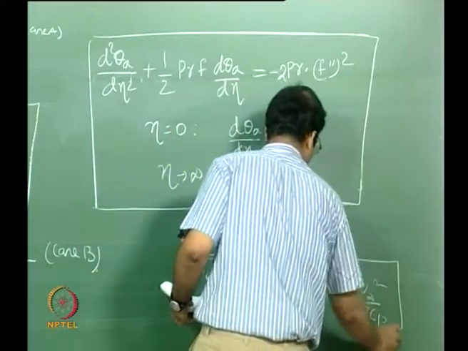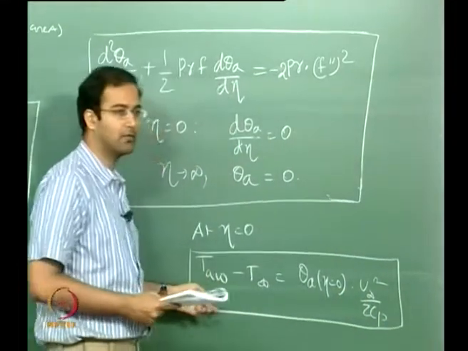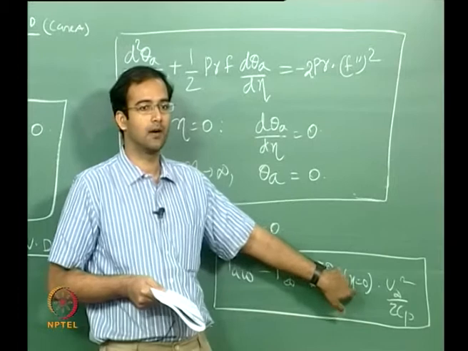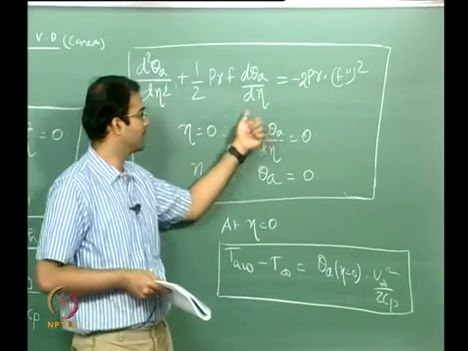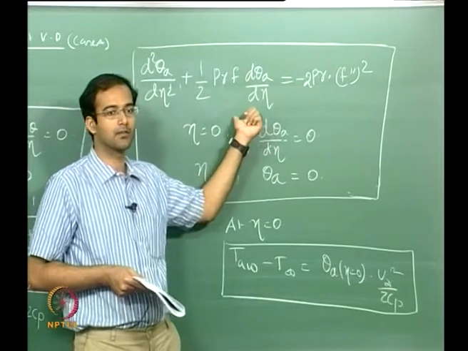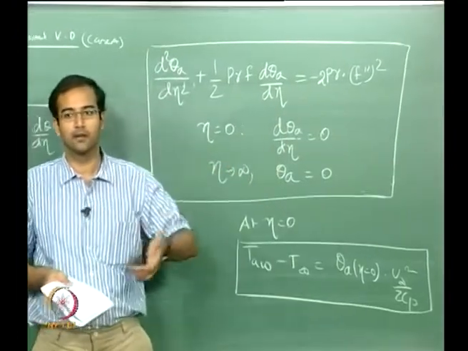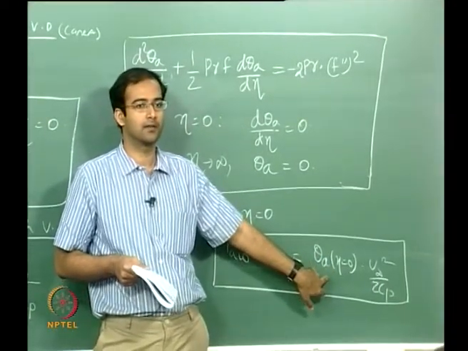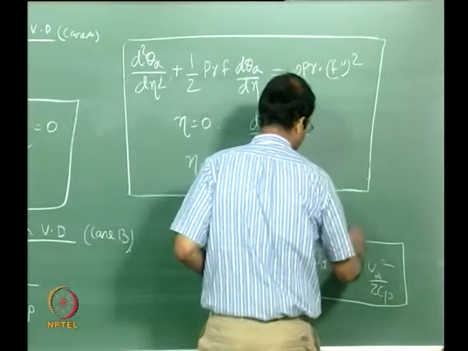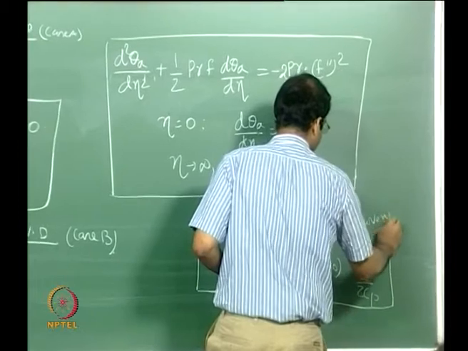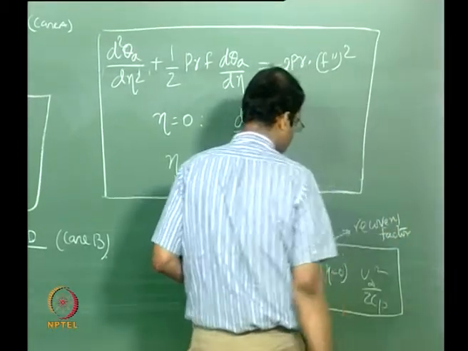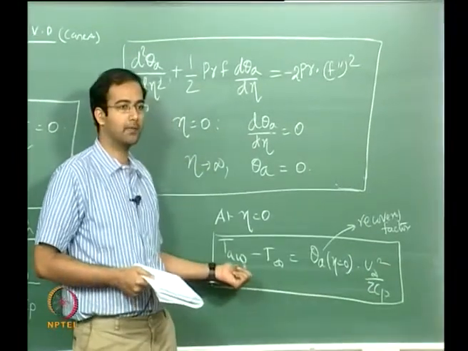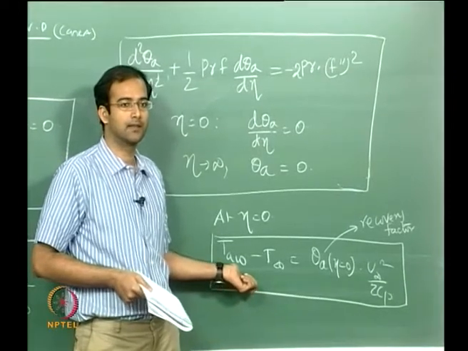This is how I can calculate the dimensional value of the adiabatic wall temperature once I know the value of theta A at eta equal to 0. And how does this value come? By guesswork. You keep iteratively guessing the value of theta until it matches, and that final value is your theta at eta equal to 0. This factor is also called the recovery factor. Although this is a non-dimensional temperature, it relates your dynamic head to the adiabatic wall temperature, so it is called the recovery factor.